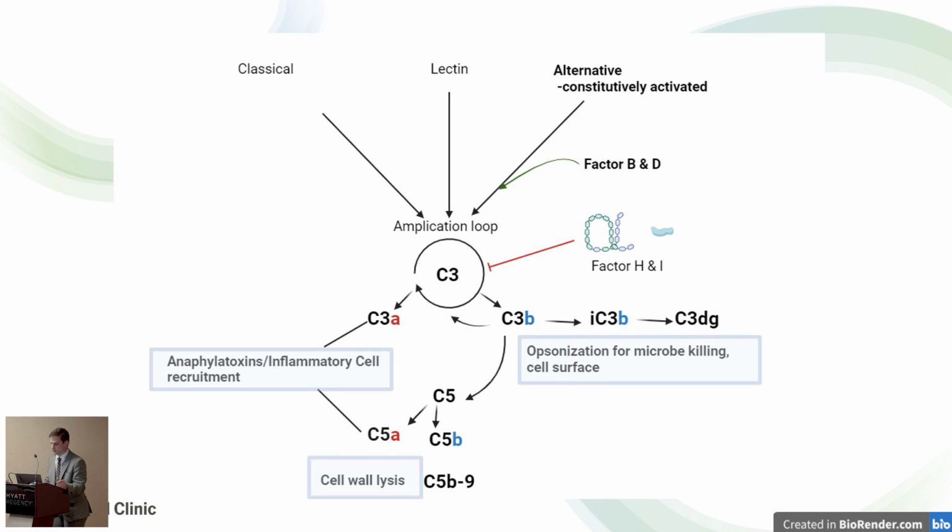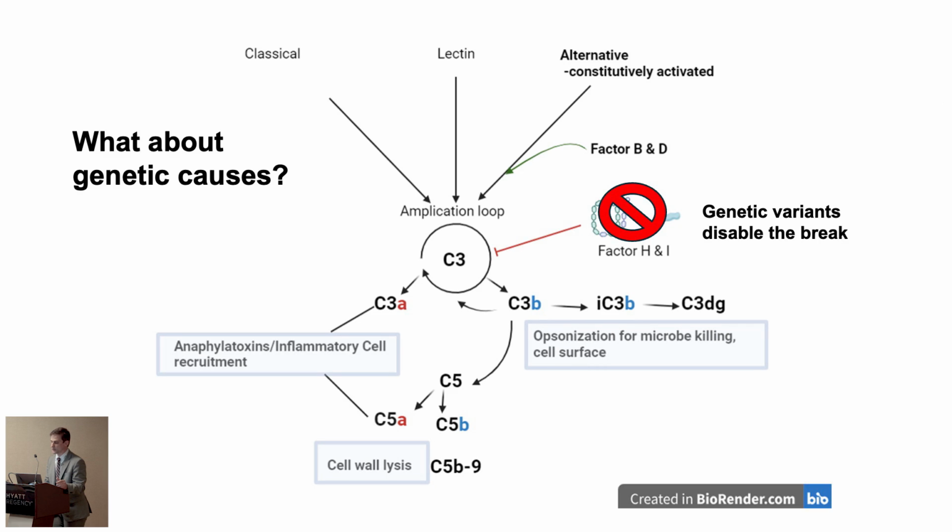That's one way, and actually a very common way. Like I said, what about genetic causes? The genetic variants disable the brake. So if you're born with a mutation in one of these factors, you turn on your complement immune system because you got an infection, and there's nobody there to stop it, it perpetuates.